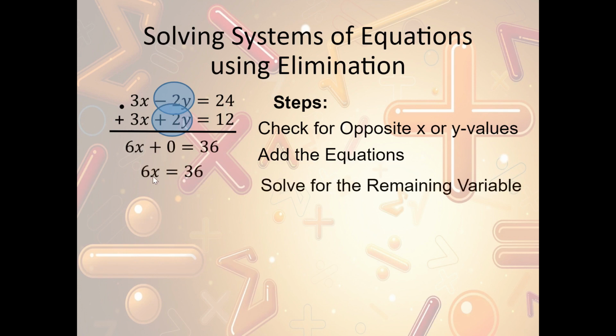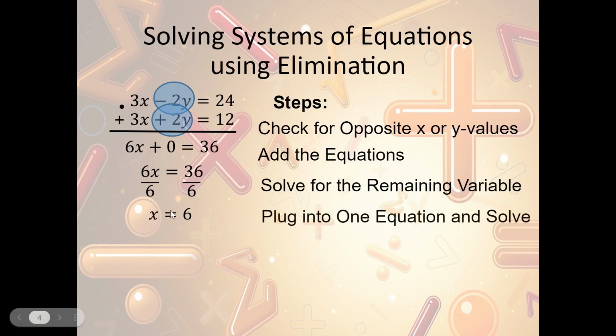Now we're going to solve for x. Since 6 is being multiplied by x, I undo it by dividing. We divide both sides by 6 and we get x is equal to 36 divided by 6, which is 6. So that's x. Now we know the x coordinate of where they cross, but now we need to get the y coordinate. We're going to plug 6 in for x into one of the two equations. It doesn't matter which equation you pick as long as you plug in x as being 6.